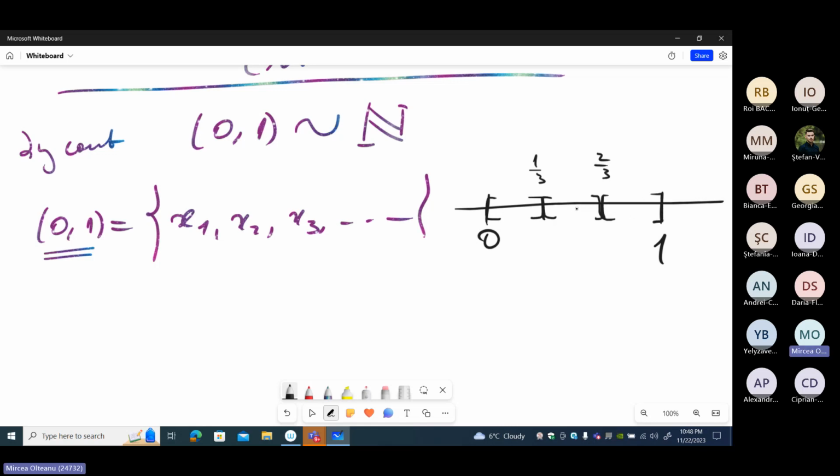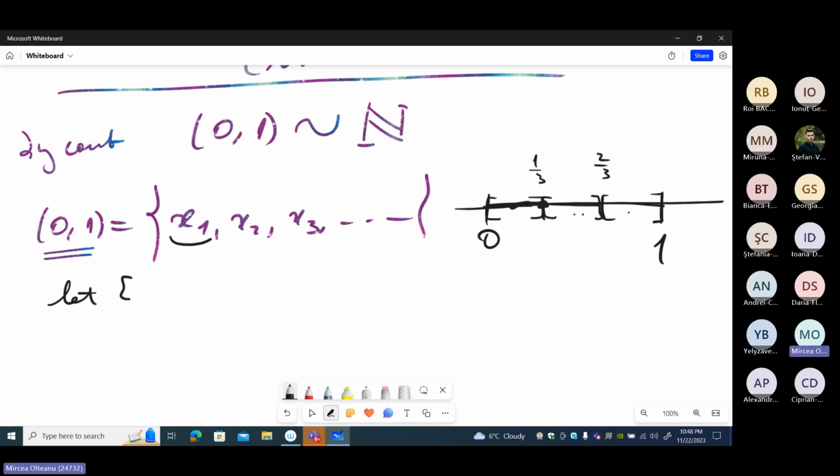At least one of these closed intervals doesn't contain the number X1. Of course, for example, if X1 is here, these 2 intervals do not contain X1, so at least one. If, for example, X1 is here, then this one contains it, this one contains it, but this one doesn't. This explains why I take 3 intervals and not 2. So at least one of these intervals doesn't contain X1.